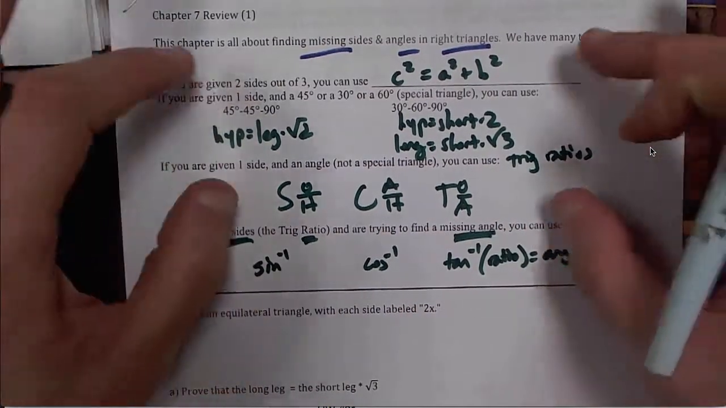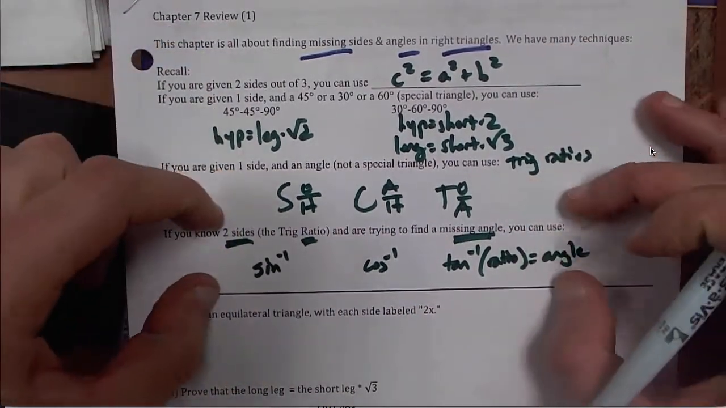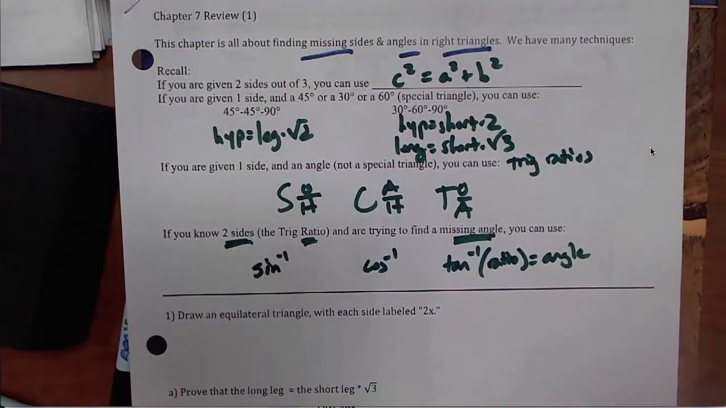Okay, so this is pretty much a summary of the entire chapter. These are all the techniques we can use. These are to find sides. You can use the inverse ones to look up the missing angle.